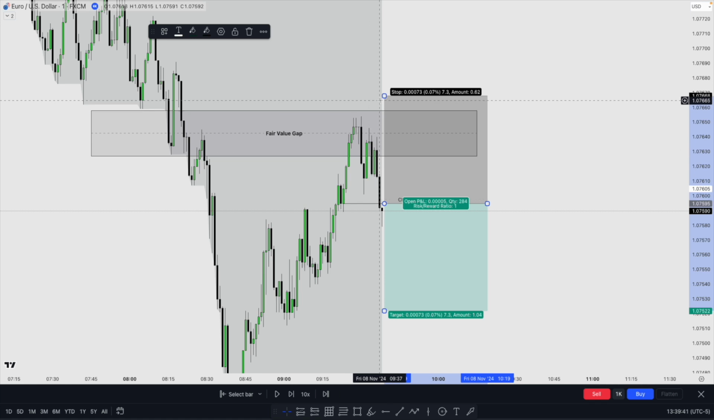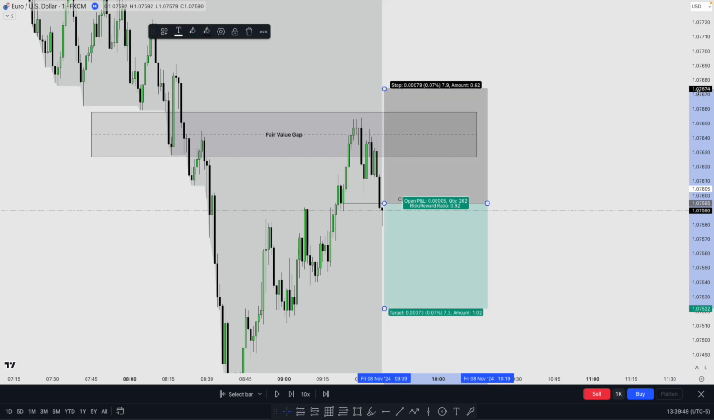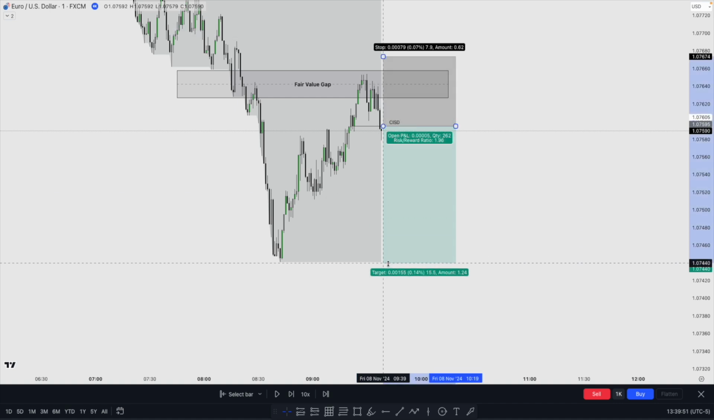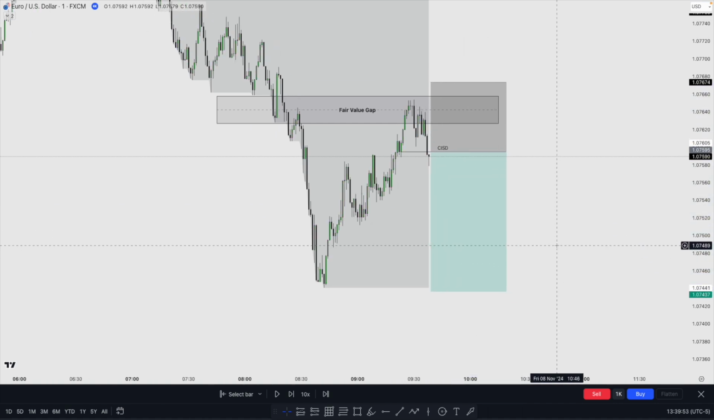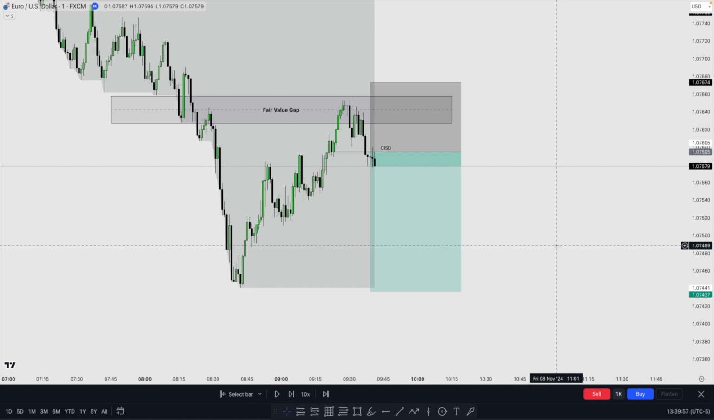So now we take an entry on the retest. Stop loss goes 2 pips above. So 5.9 plus 2 is 7.9. And we target a 2-to-1 risk to reward. We get a tap into our trade.